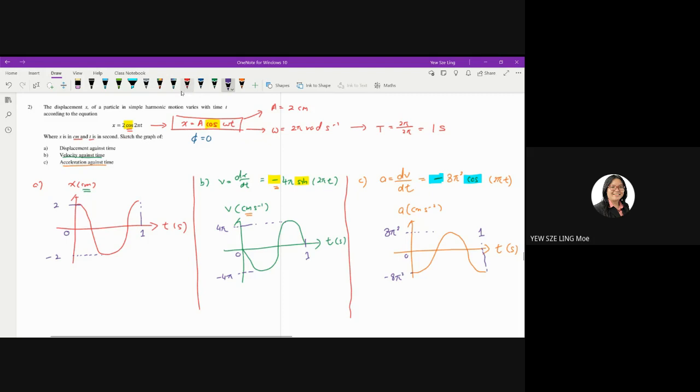These three examples are similar to the previous questions. So now I give you 3 minutes to write it down, to check your answer. See whether you got everything needed in a graph.